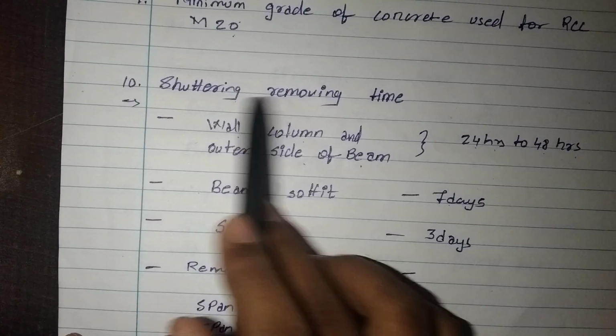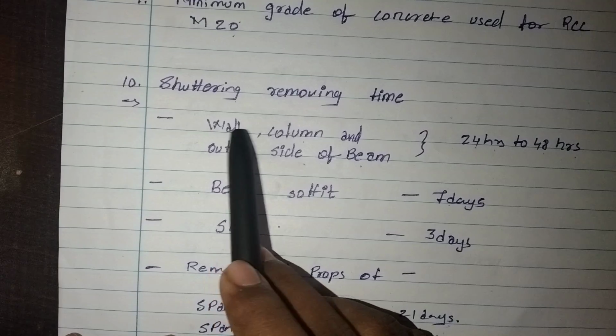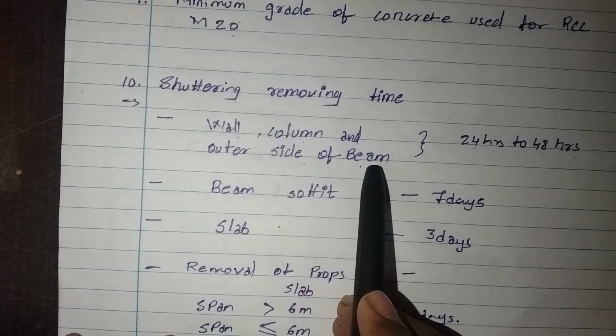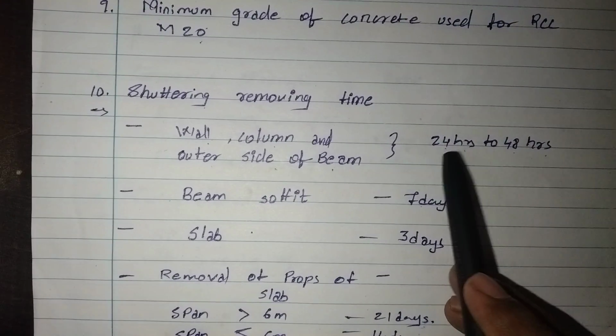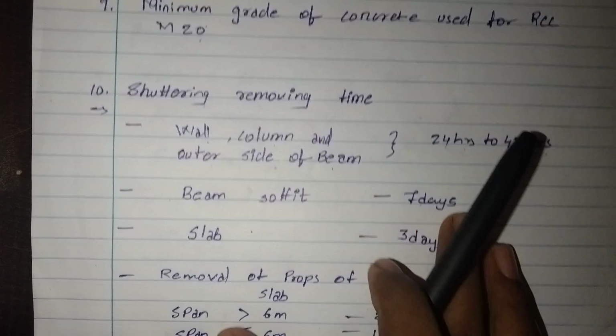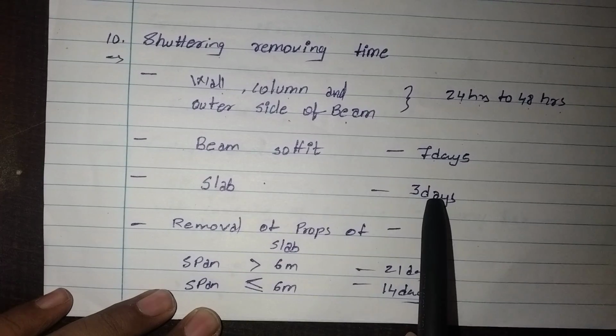The shuttering removal time. Okay, this is also an important question. Wall, then the column and the outer sides of the beam, you have the time of 24 hours to 48 hours, 1 to 2 days. Okay, beam soffit 7 days, slab 3 days.